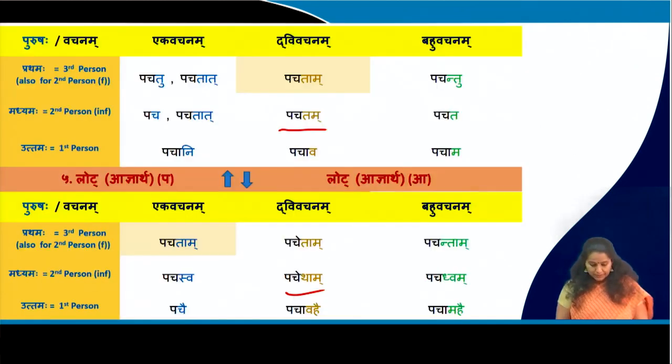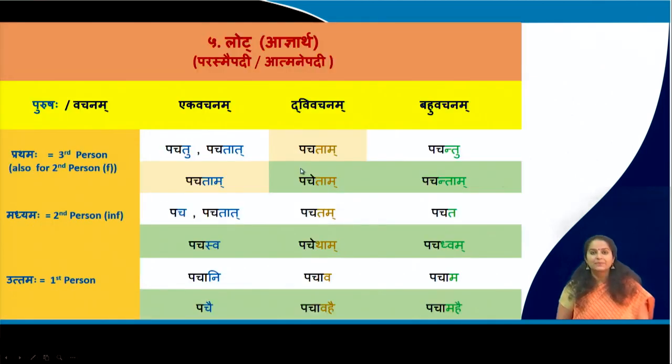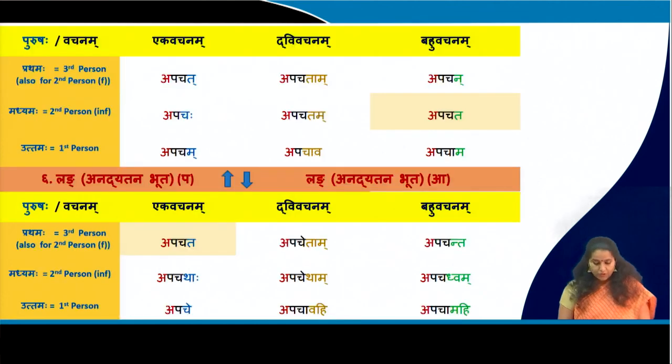If you just go back, you see pachatu, pachatam. So tam, tam, ta. Pachani, pachava, pachama. Okay, pachatu and pachantu. Here, pachatu, pachantu and tam, tam, ta. Pachani, pachava and pachama. Now let's look at what happens here. So here you've got pachat, apachat.